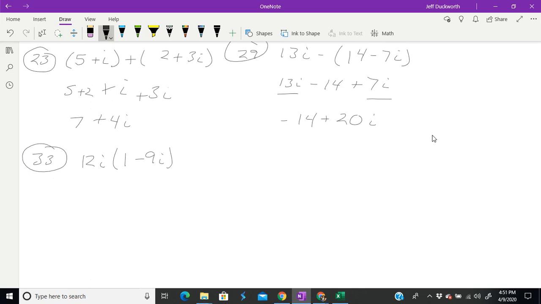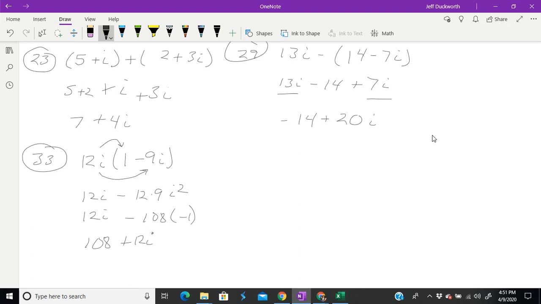All right, so we're going to distribute the entire 12i. 12i times 1 gives us 12i. 12i times negative 9i is going to be negative 12 times 9 i squared. All right, so 12 times 9 is 108. So we're left with 12i minus 108i squared. But i squared is negative 1 from the previous video. So we have a negative 108 times a negative 1, which gives us positive 108. So we have 108 plus 12i when written in standard form.